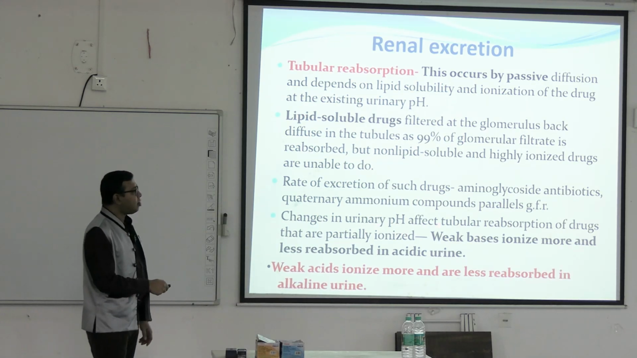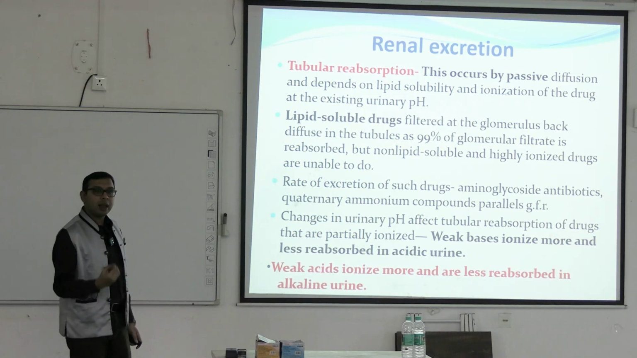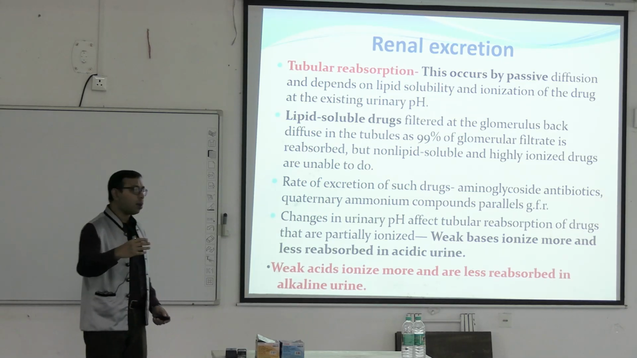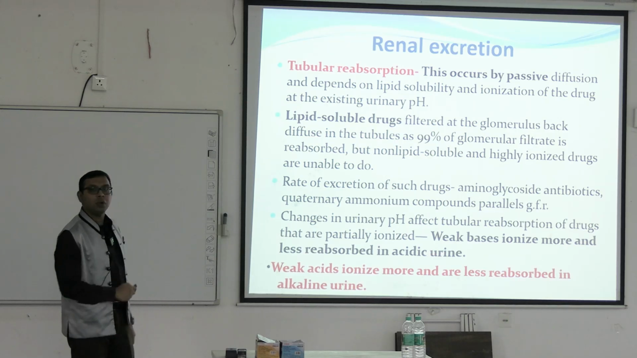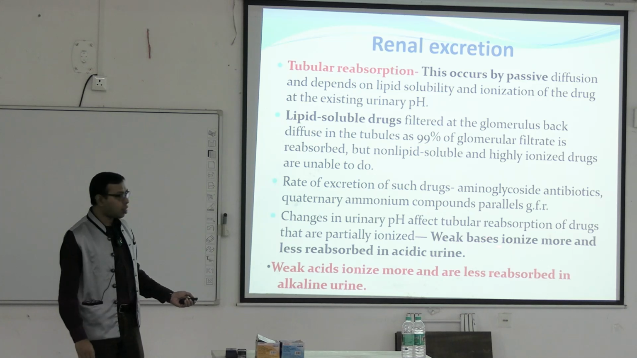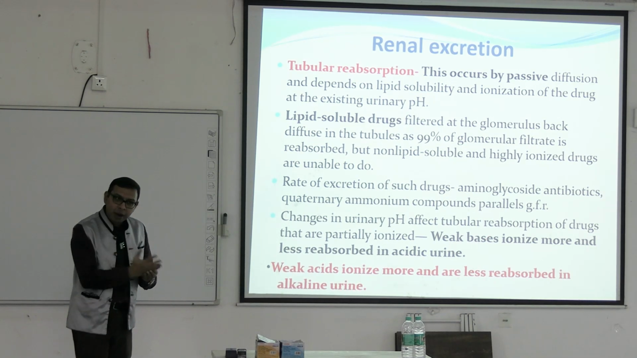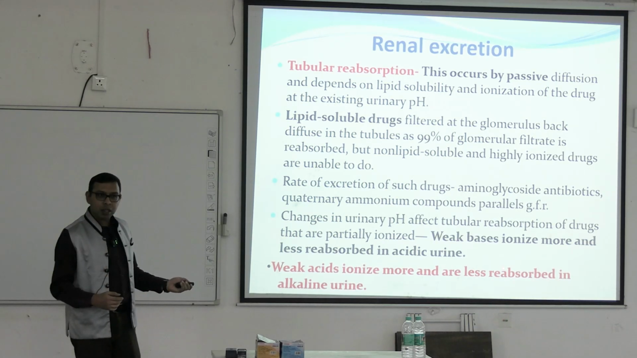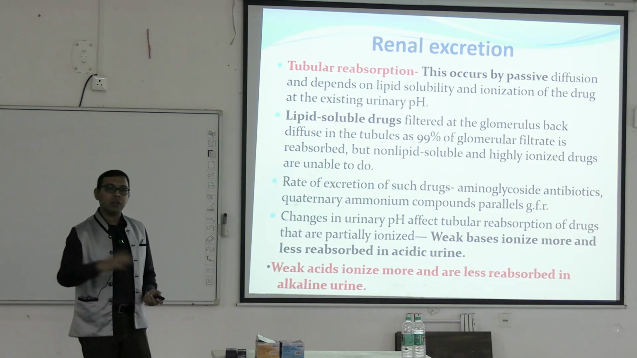Changes in urinary pH affect the tubular reabsorption of drugs that are partially ionized. So the degree of ionization determines how much of the drug is reabsorbed or secreted. Weak bases ionize more and are less reabsorbed in acidic urine. So when the urinary pH is acidic, weakly basic drugs are ionized more and they are less reabsorbed back to the body, so more drug is excreted. So weak bases are excreted more in acidic urine and vice versa.